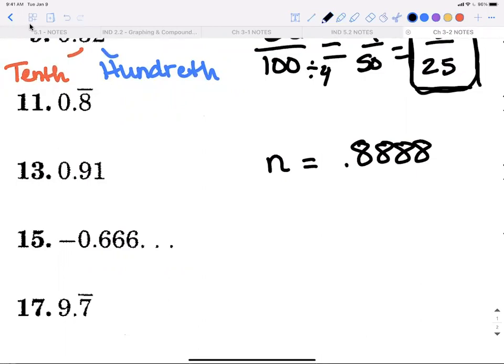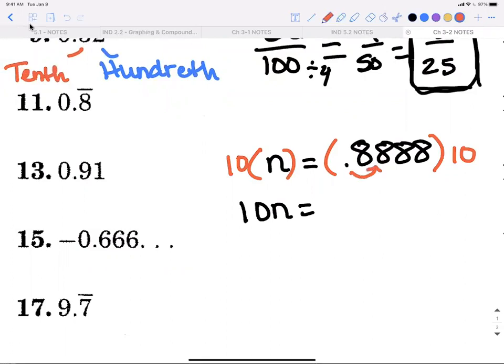Now in math, as long as you do the same thing to both sides of the equation, it doesn't matter what you do. Everybody agree with that? So if I multiply this side by 10 and I multiply this side by 10, I have not broken any math rules, right? And that would be 10n over here. And when I multiply 0.8888 by 10, multiplying by 10 just means you move the decimal 1 spot over. So when I rewrite that, I'm going to write that as 8.8888.